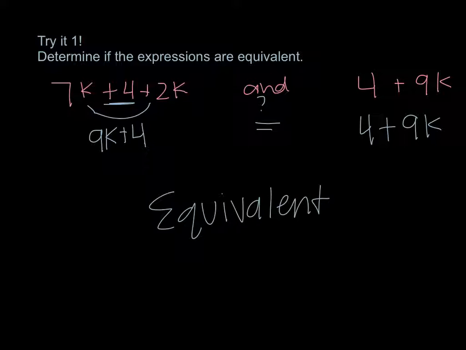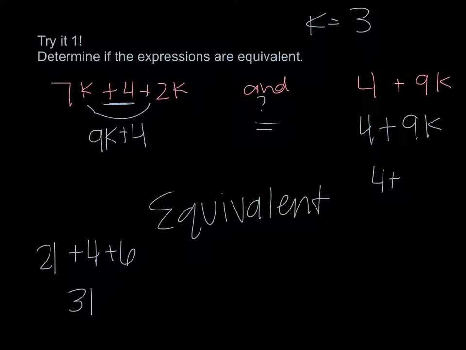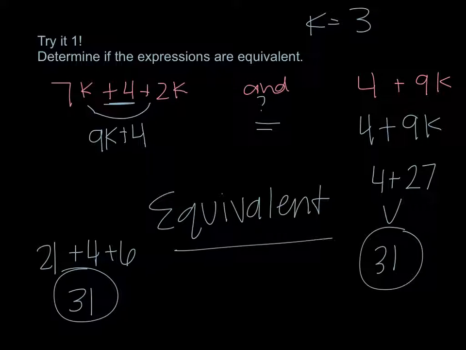If I would have tried saying, let's make k equal 3, let's see if it works for both problems. 7 times 3 is 21, plus 4, plus 2 times 3 is 6. So I have 21 plus 4 is 25, plus 6 is 31. Let's try it over here. If k equals 3, I have 4 plus 9 times 3 is 27. 27 plus 4 is 31. Equivalent answers on my guess and check, so equivalent expressions.